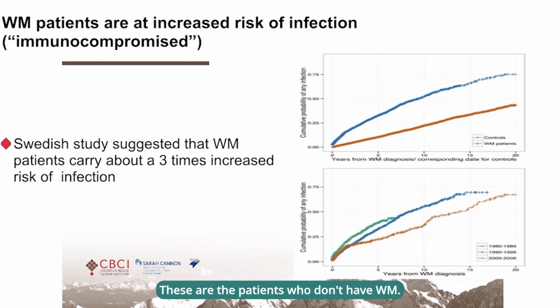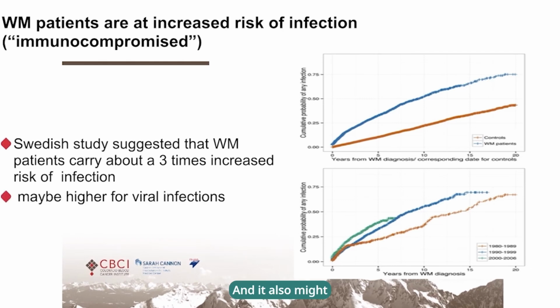These are the patients who don't have WM. These are control patients in Sweden. And for WM patients here, these are cumulative serious infections over a period of 20 years. And it also might significantly be important having increased risk for viral infections.